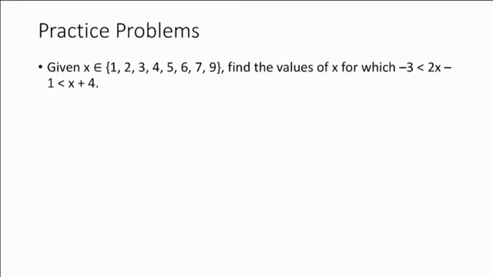In this problem, the replacement set of x is given. So the replacement set, as we discussed, is the set of values that x can take. So here x can take values 1 to 9. So this is the replacement set, and we are asked to find the solution set for this inequation. Now the inequation is given as -3 < 2x - 1 < x + 4.